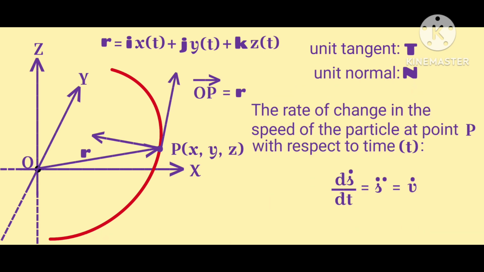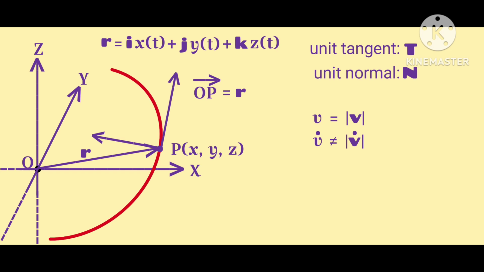The rate of change in the speed of the particle at point P with respect to the time is expressed hereunder. It is important to note that the instantaneous speed is equal to the magnitude of the instantaneous velocity, but in curvilinear motion, the rate of change in the instantaneous speed is not equal to the magnitude of the rate of change in the instantaneous velocity.